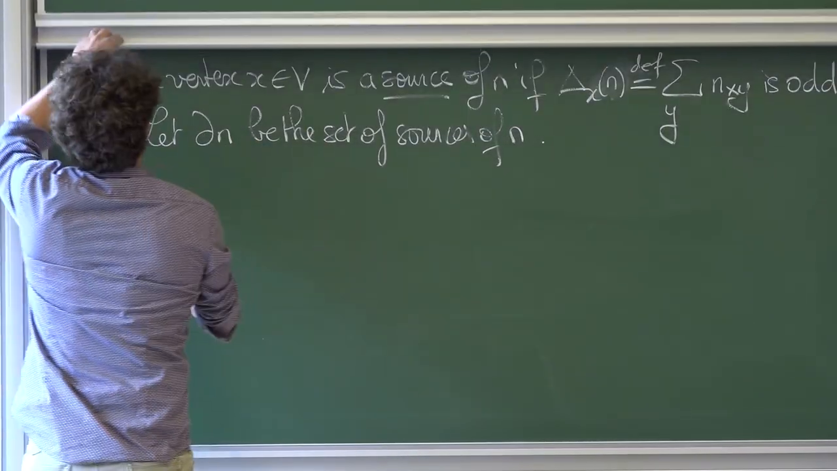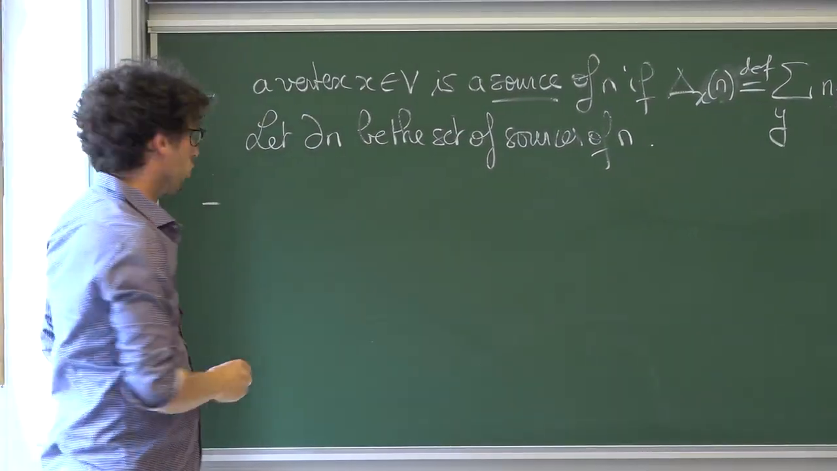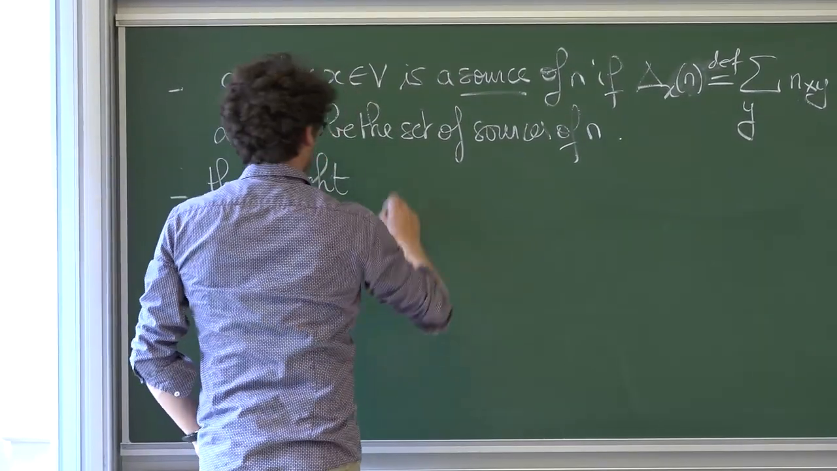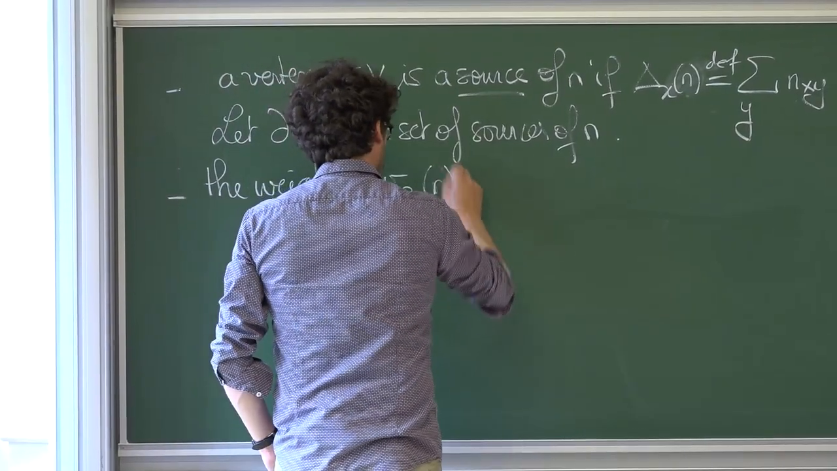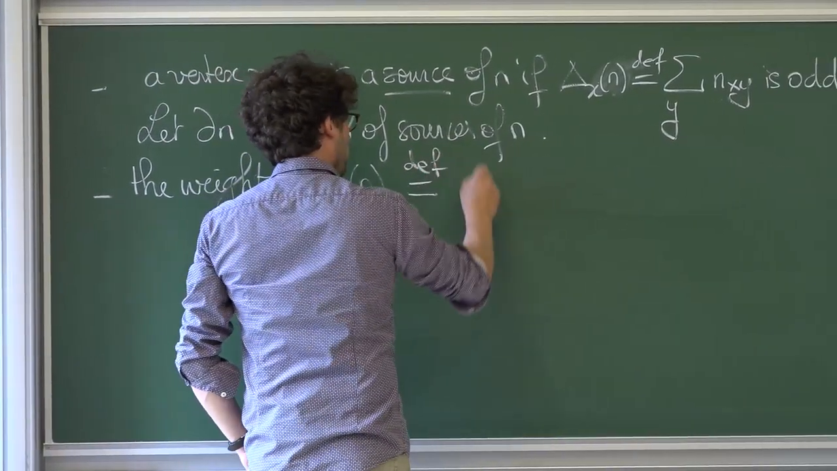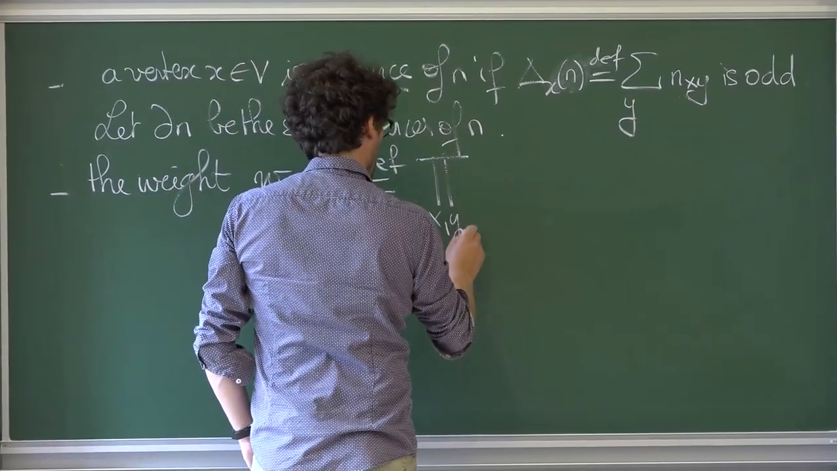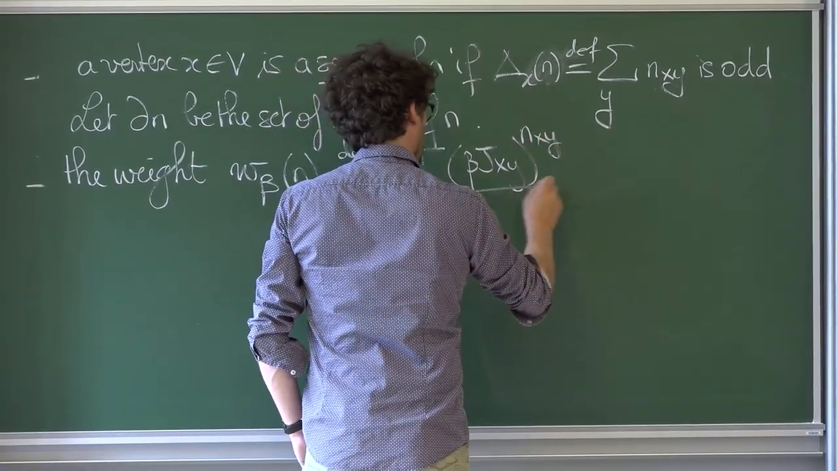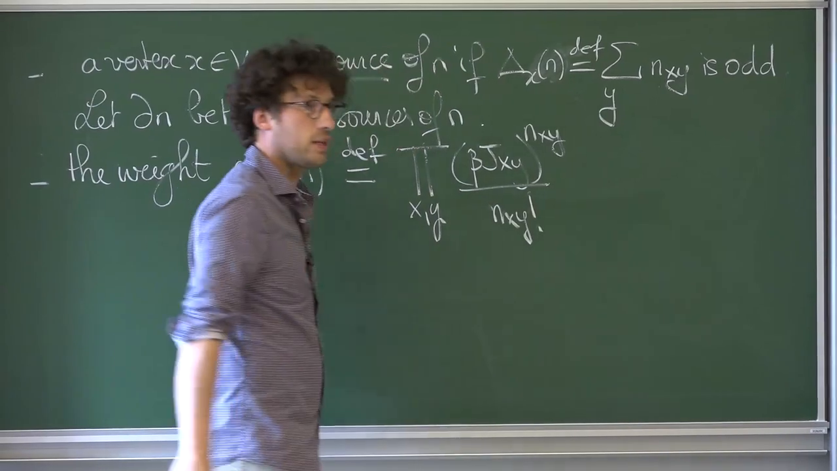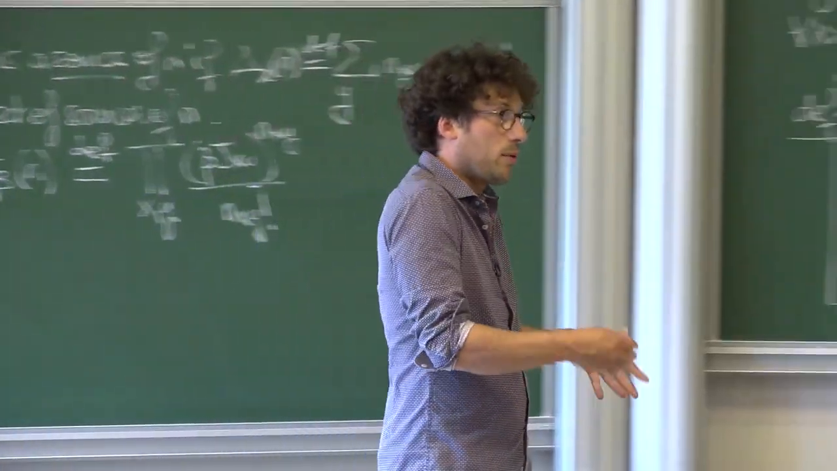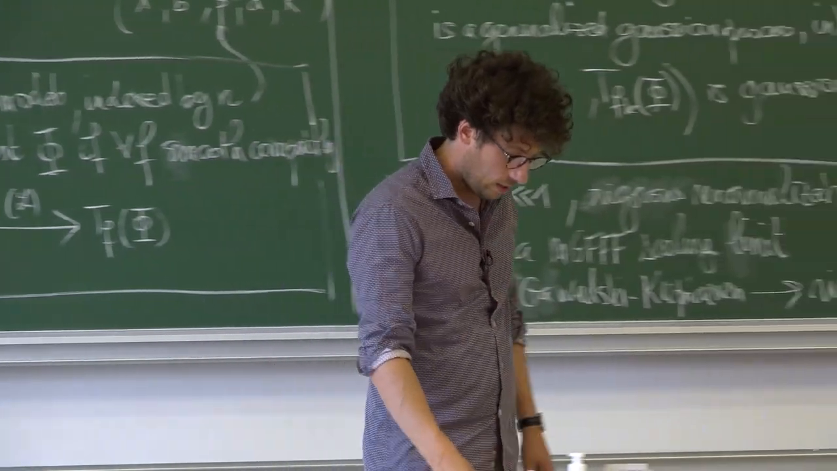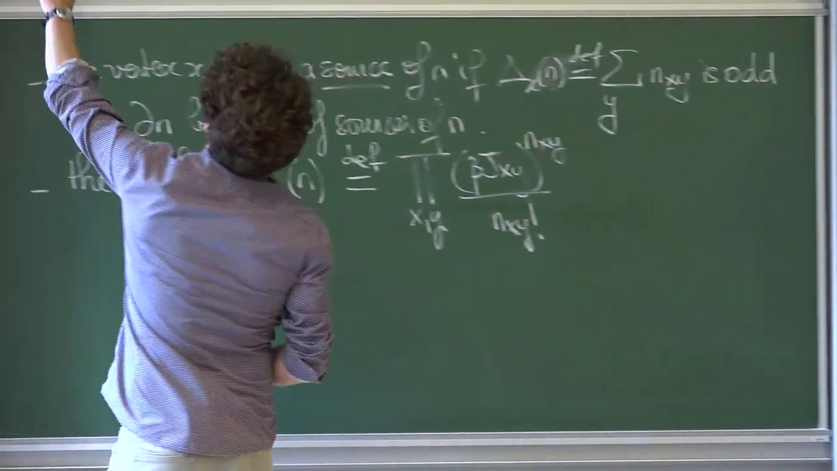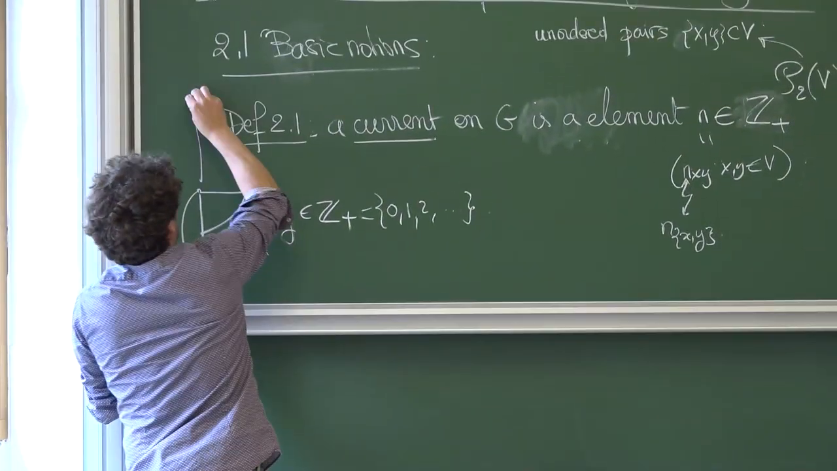And the last notion associated to a current will be its weight. So the weight w beta of n of a current would just be the product over xy of beta Jxy to the nxy divided by nxy factorial. You are going to see it appears very naturally. Now I'm going to prove things, so hopefully I will manage to give you an idea of why these things emerge, or you will see from the proof that it's natural.